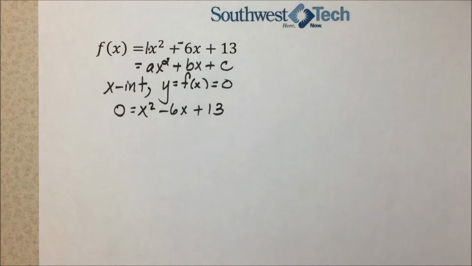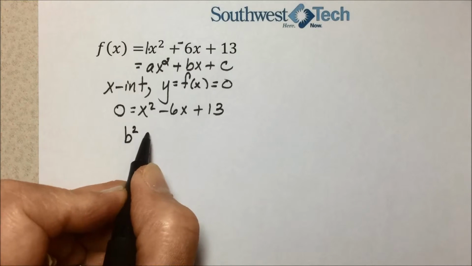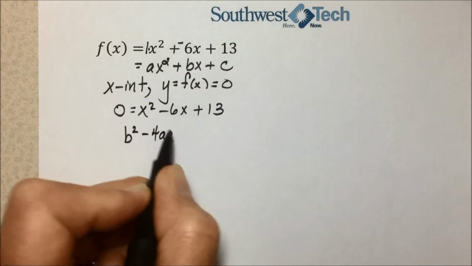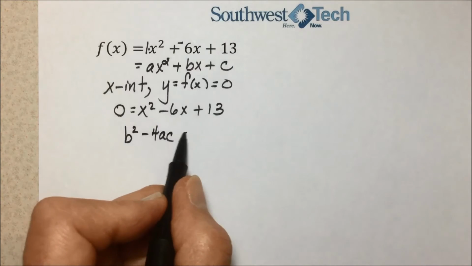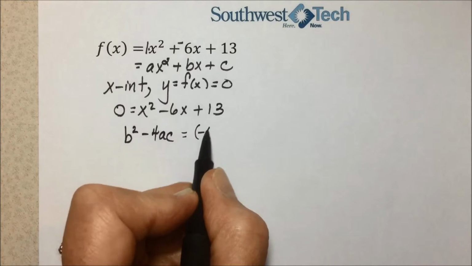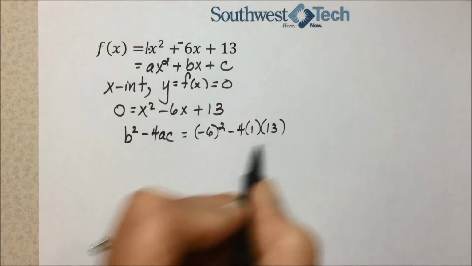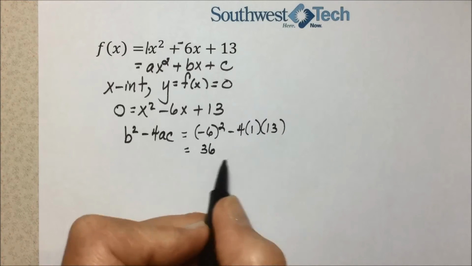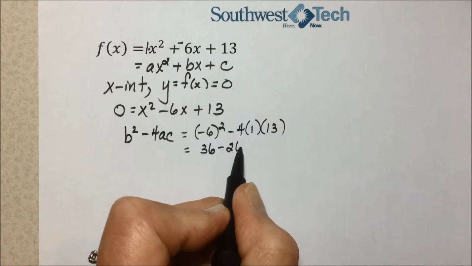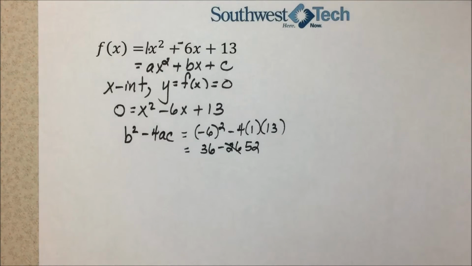To move us along, we're going to calculate the discriminant value to tell us if we're going to have an intercept before we go through all the trouble of either factoring or using the quadratic formula. So taking b, which is -6, and squaring it, subtracting 4 times a times c, will give us 36 when we square the -6. Multiplying 4 times 13 is 52, and subtracting it from 36 ends up giving us -16.